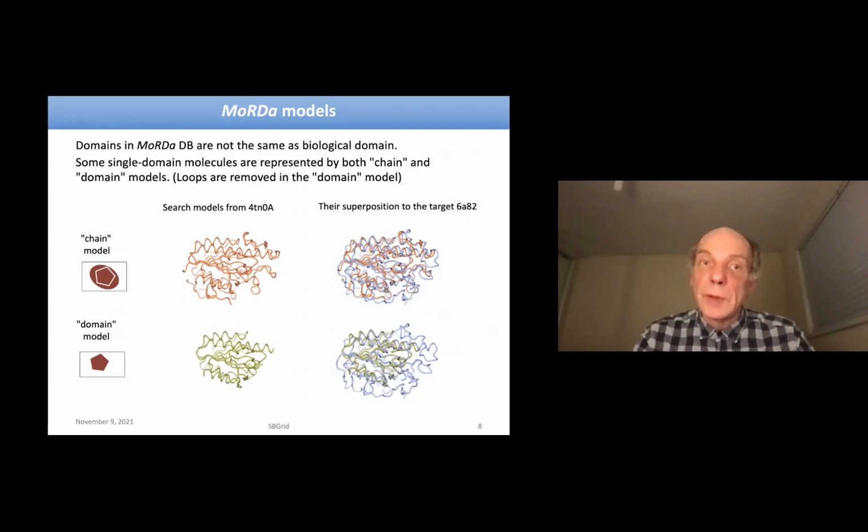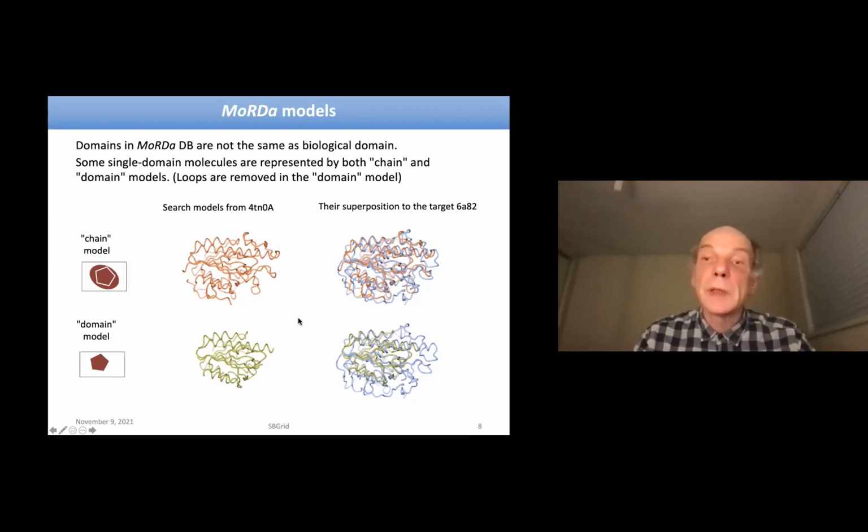Domains in the MoRDa database are not the same as biological domains, and some single domain molecules are represented by both chain and domain models. The difference is that all flexible parts are removed from the domain models, but the search is completed with both. One is more complete, the other is more precise. Here we have a superposition of the target structure onto the domain model and onto the whole chain model, and in this example, the domain model would work better.